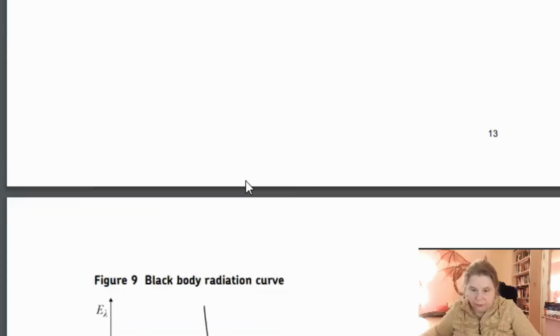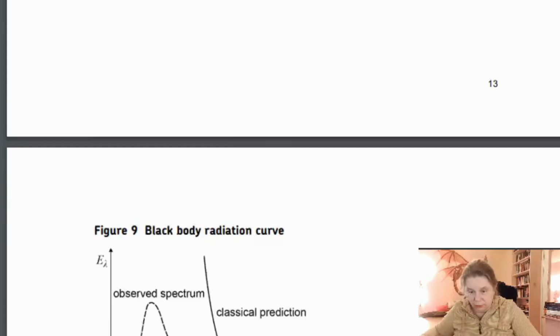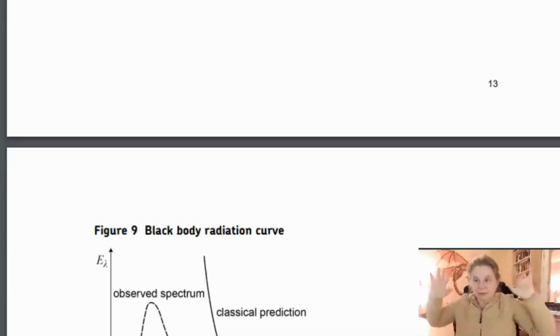Okay, so here the observed spectrum is the one that's dotted. That's what we actually measure. But classical theory says that it should just keep going up. So as the wavelength gets shorter and shorter, you get more and more intense waves coming off. And this is mostly in the ultraviolet, which is why it's the ultraviolet catastrophe, because it doesn't fit with the facts. So there's something really wrong.